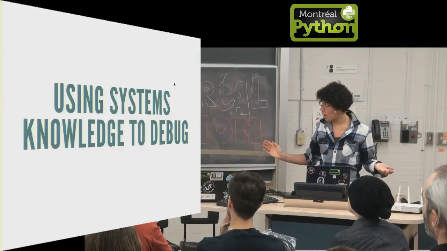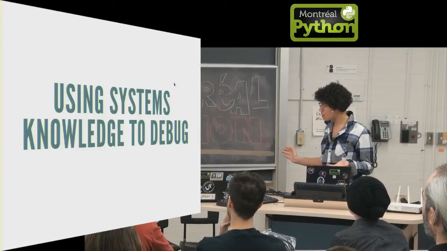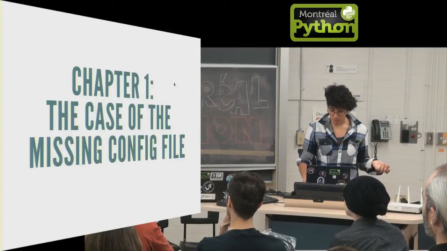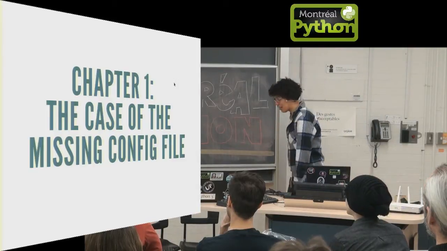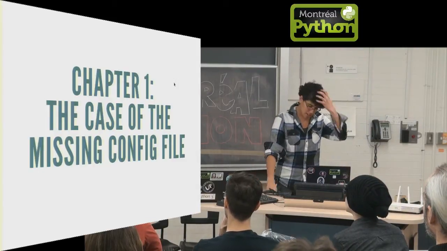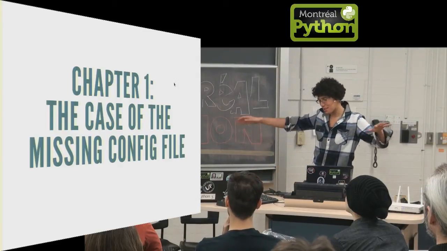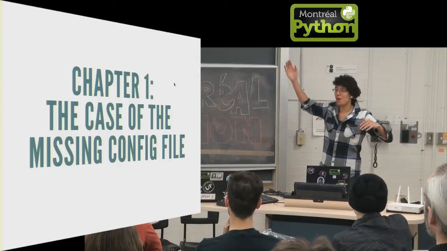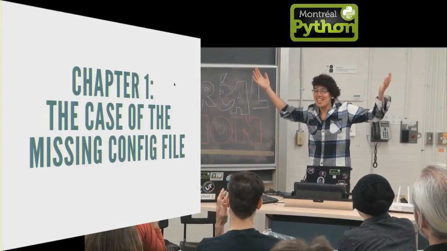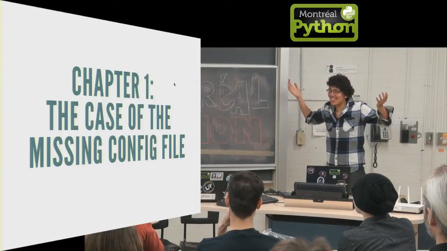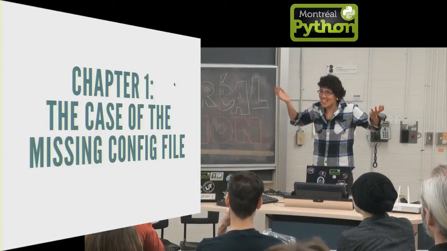And now we're going to use our newfound operating systems magical knowledge to debug some stuff. We are going to solve the case of the missing configuration file. Who has ever run a program, either your program or someone else's program, and you don't know what it's using to configure itself? You can't find the file. Is that really annoying? It's kind of really annoying.